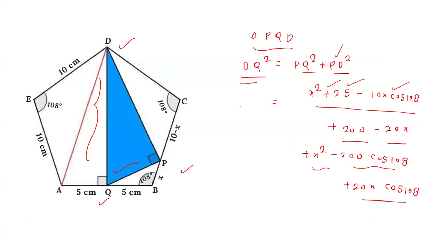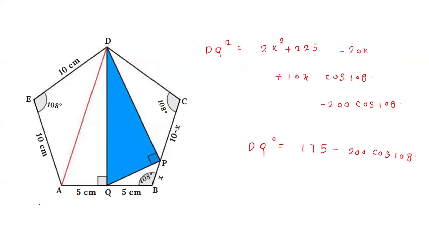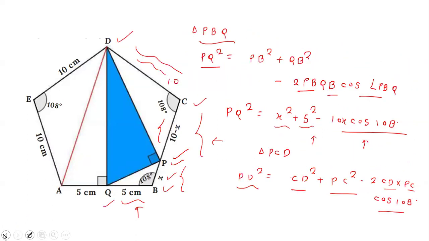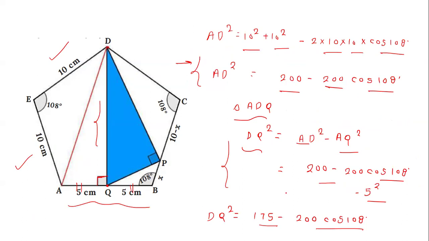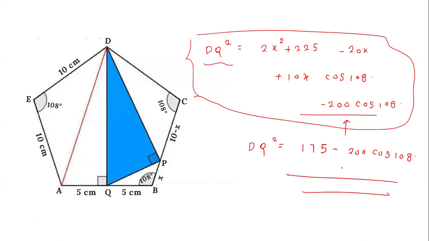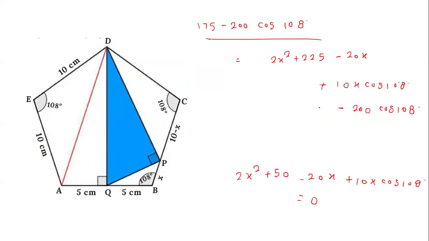So we put both values and it is equal to the DQ square. So we can simplify and we can write this in this way, and after further simplifying, the DQ square value will come like this. So now we know the DQ square value as this, and previously if you see, with DQ square value we also calculated like this. It is 175 minus 200 cos 108. So we now have this and this. So from here you can equate both of these.